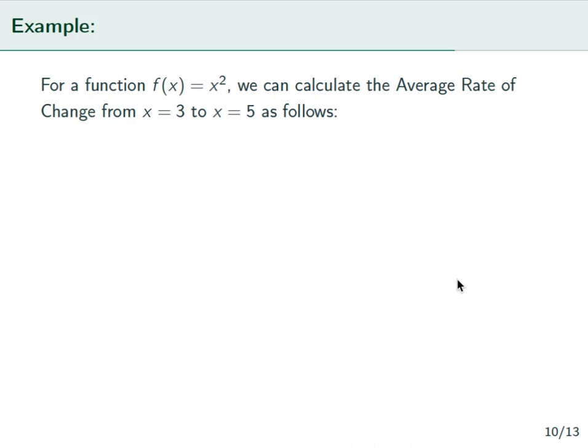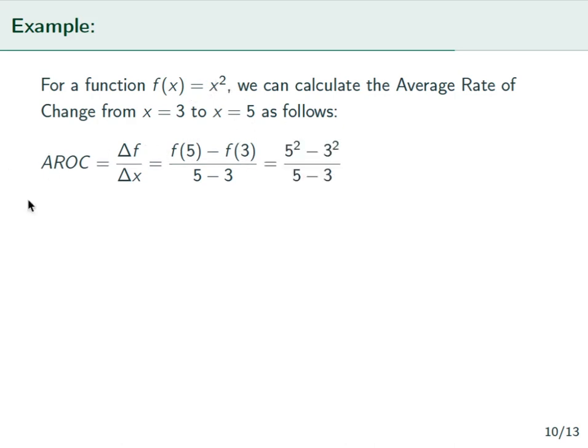For a function f of x equals x squared, we can calculate the average rate of change from x equals 3 to x equals 5 as follows. So average rate of change is delta f over delta x. So change in f, in order to find that, we plug 5 and 3 into f and find the difference between these two output values. And for change in x, it's just 5 minus 3. Then I plug 5 here, I get 5 squared. I plug 3 here, I get 3 squared. Then we'll get 25 minus 9 over 5 minus 3, which is 16 over 2, 8 over 1, which is 8.